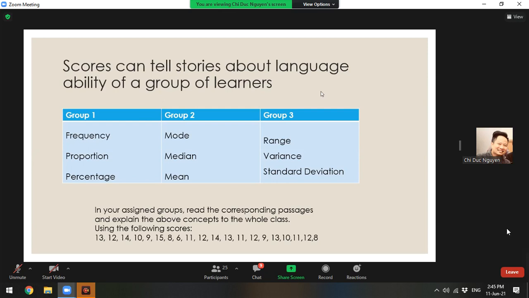Okay, so is there anybody who can tell me the meaning of the first three indices? Frequency, proportion, and percentage?